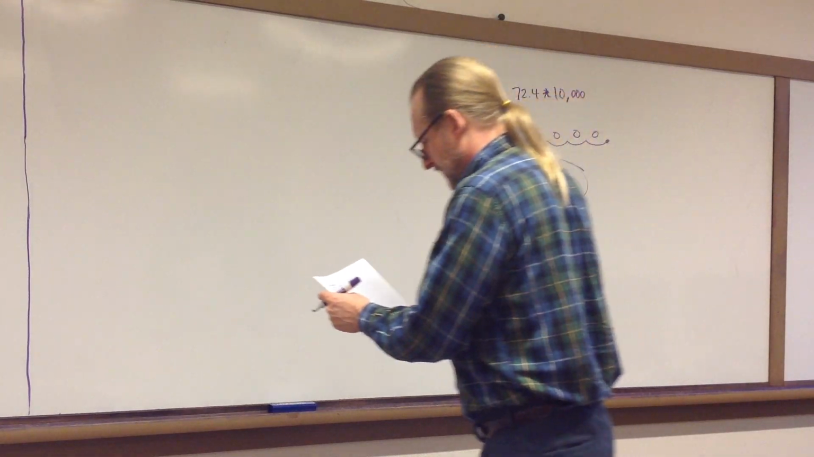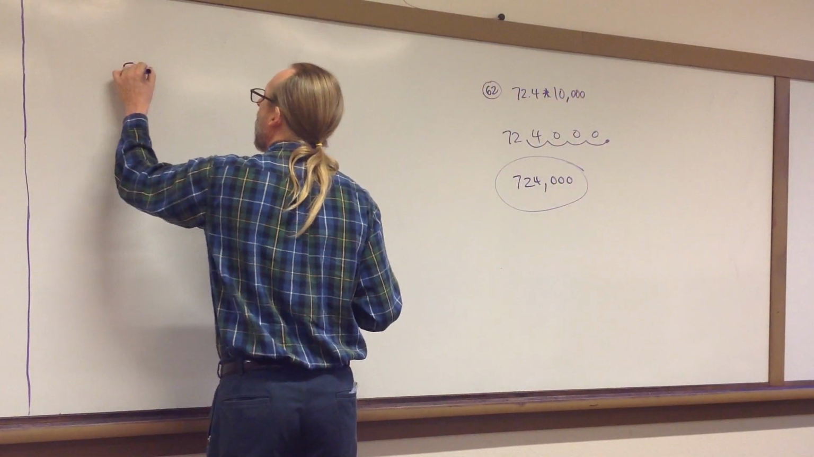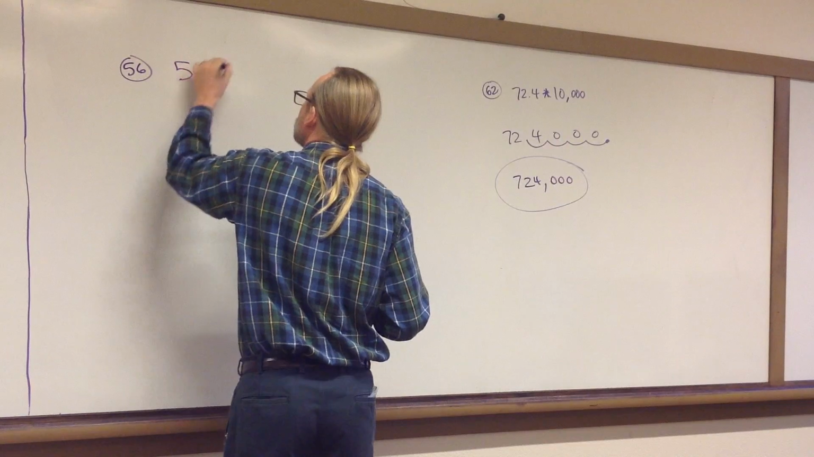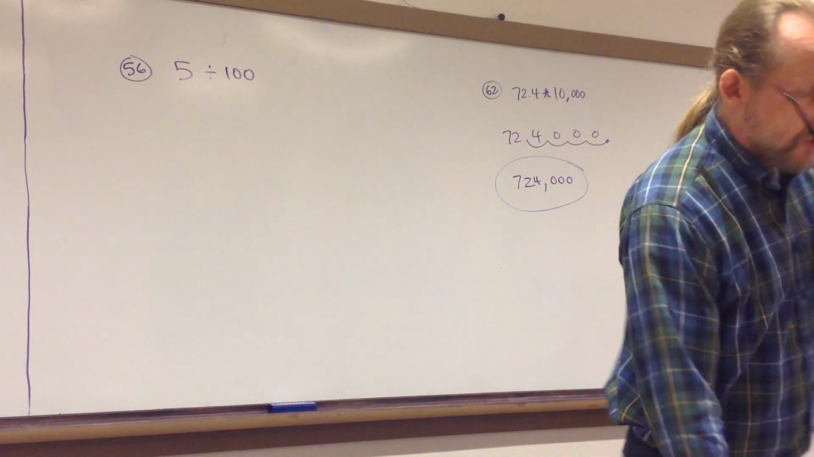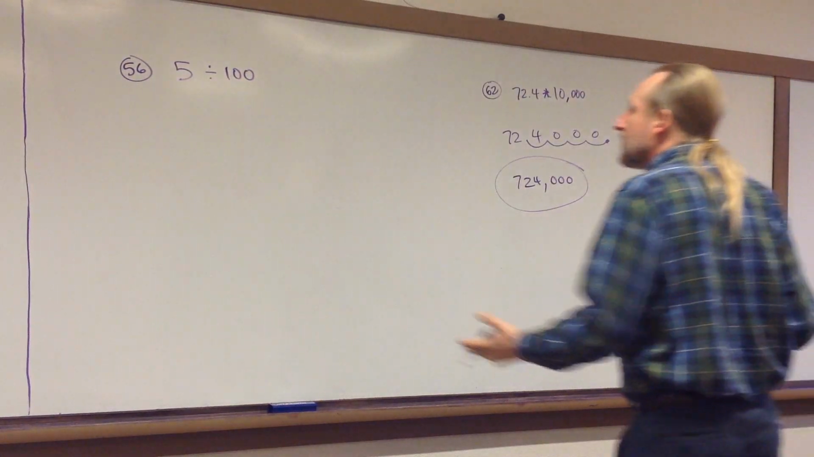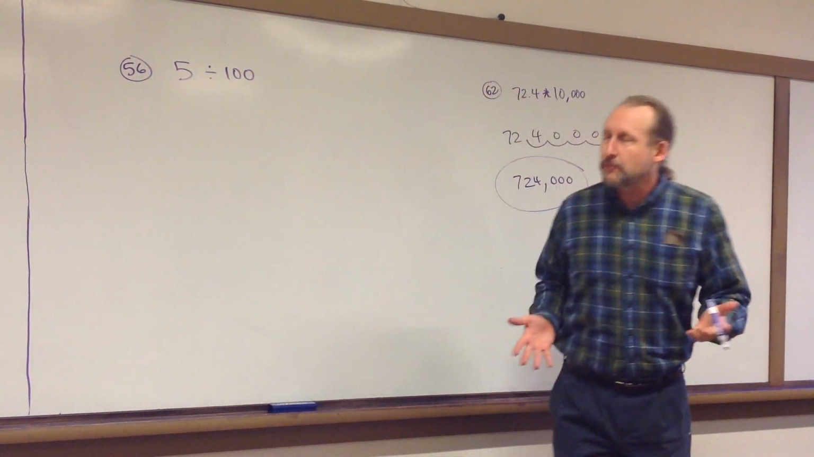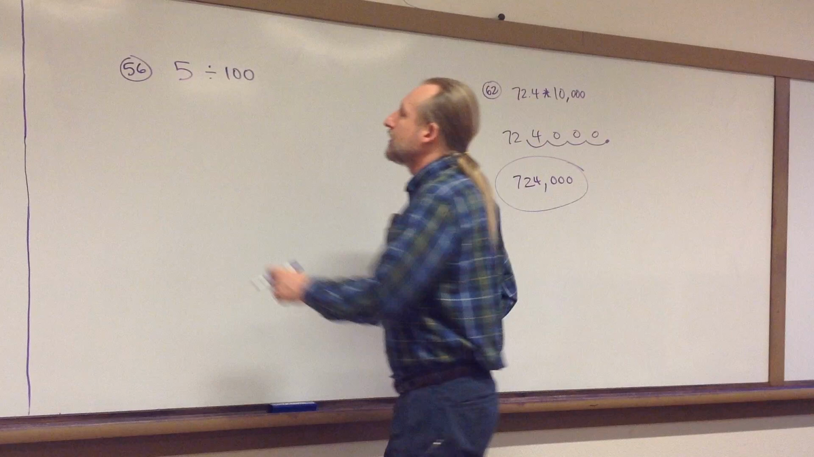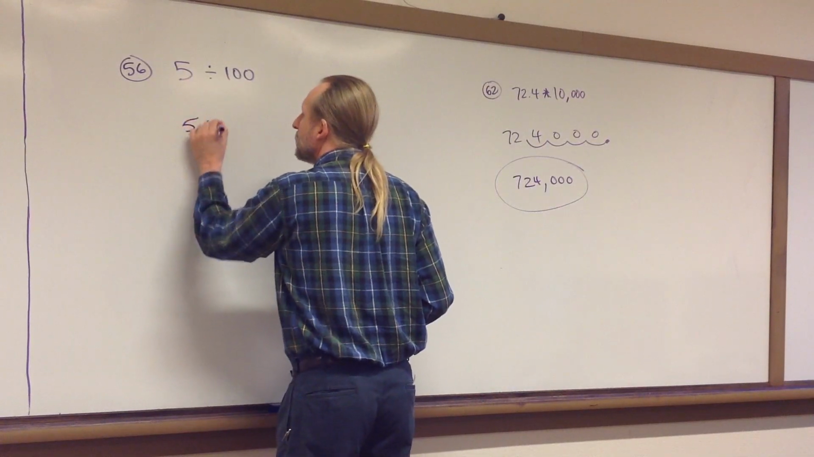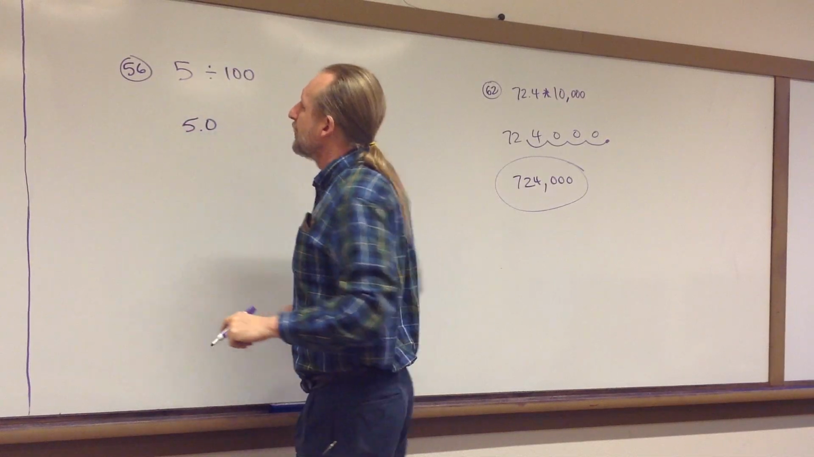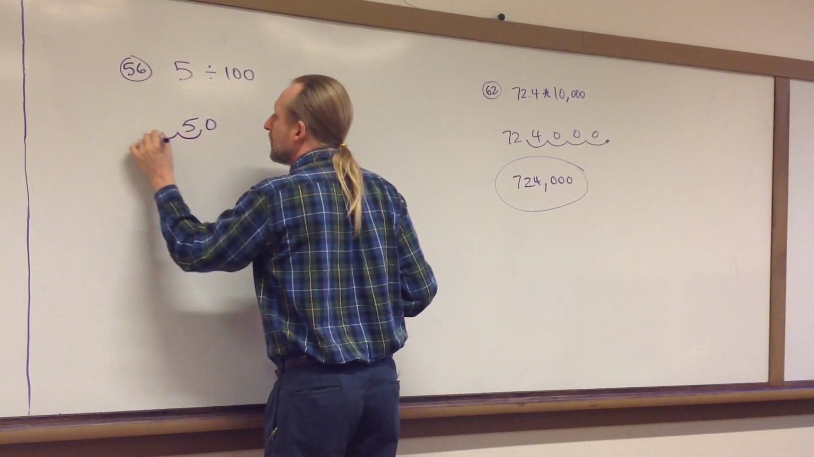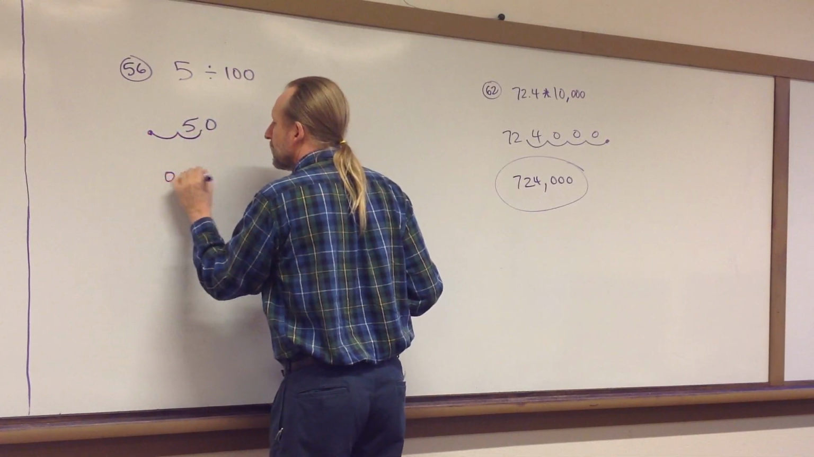Okay, problem 56, 5 divided by 100. If you're dividing by a number that's bigger than 1, your answer is going to get smaller. So this starts out as 5.0. We're going to divide it by 100. That means the decimal point's going to go to the left 2 places, 0.05.